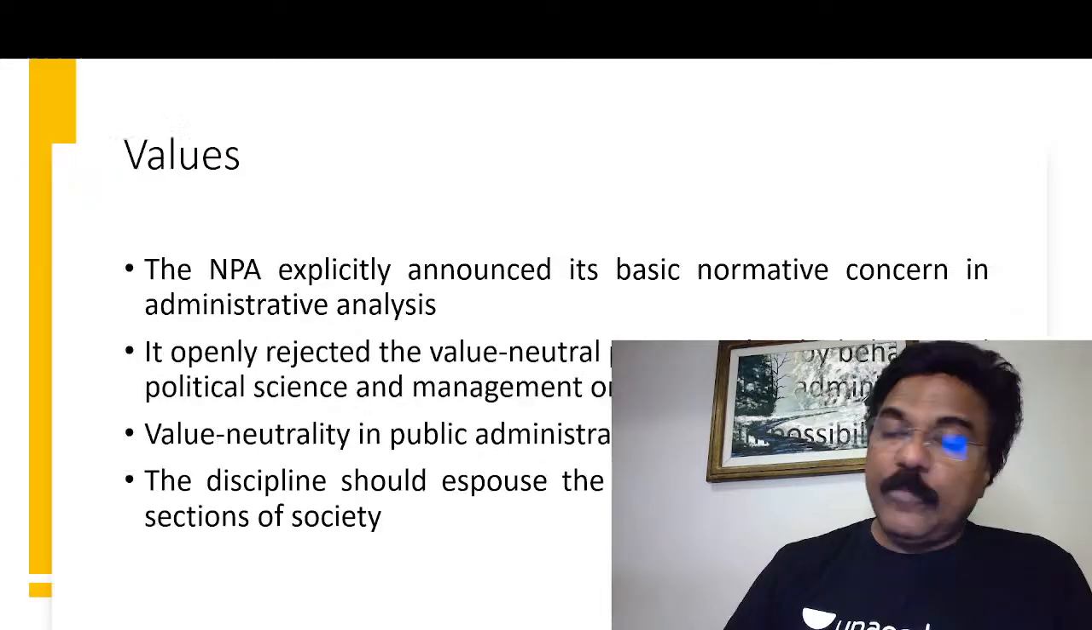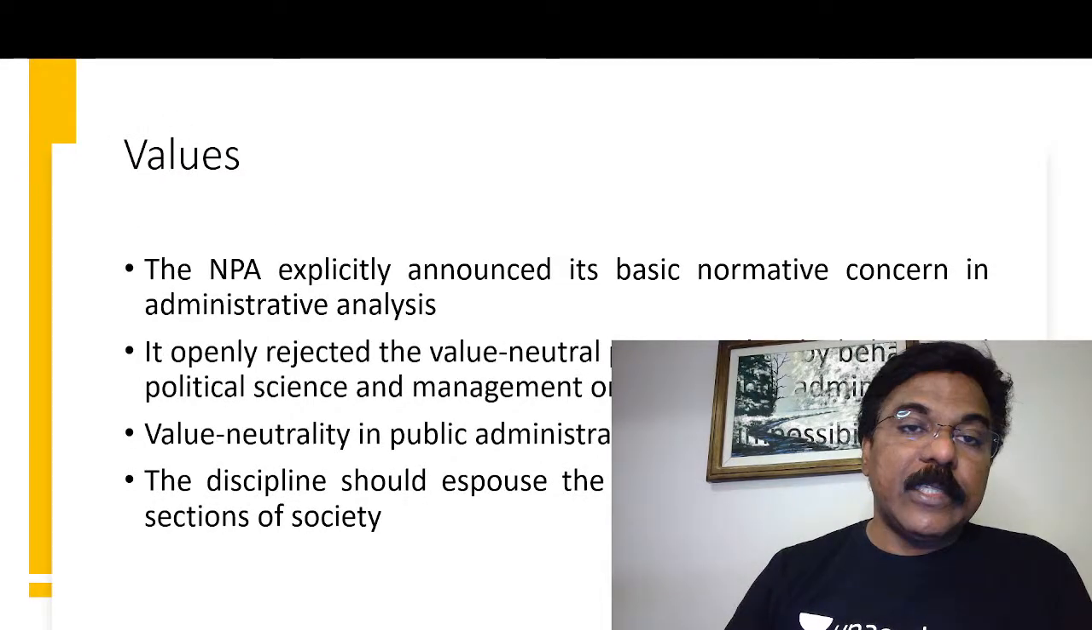So relevance. We discussed relevance. Now we come to values. The new public administration explicitly said we will be normative in administrative analysis. It openly rejected the value-neutral position taken by behavioral science and management-oriented public administration. Value neutrality in public administration is an impossibility.